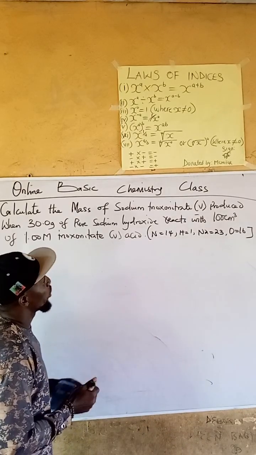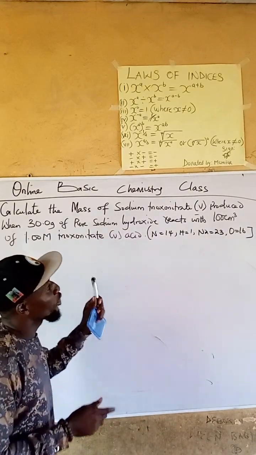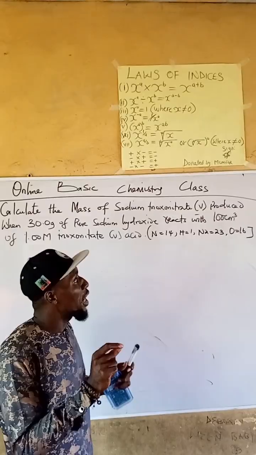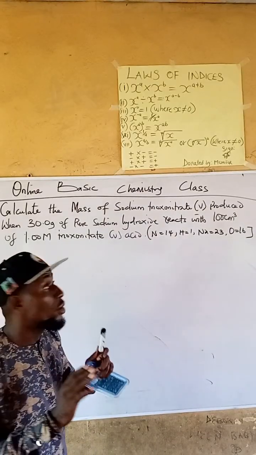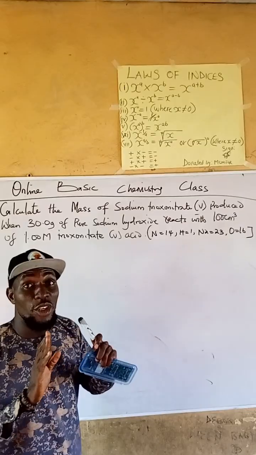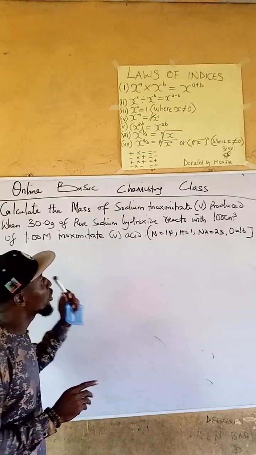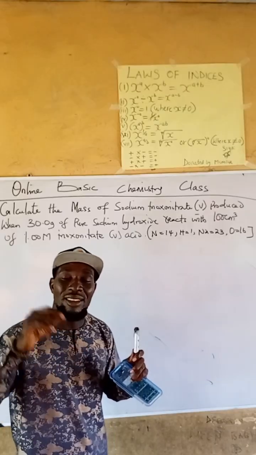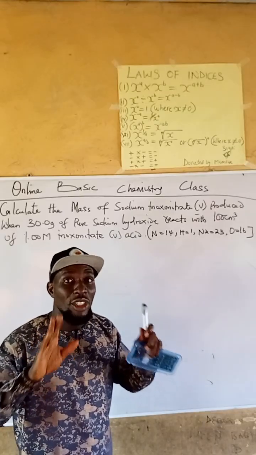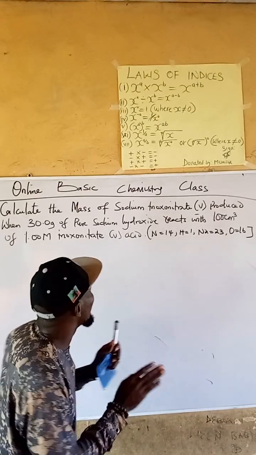Let's look at this question on the board. Calculate the mass of sodium nitrate produced when 30 grams of pure sodium hydroxide reacts with 100 cm cubed of 1 molar nitric acid. Questions like this can throw you off balance.